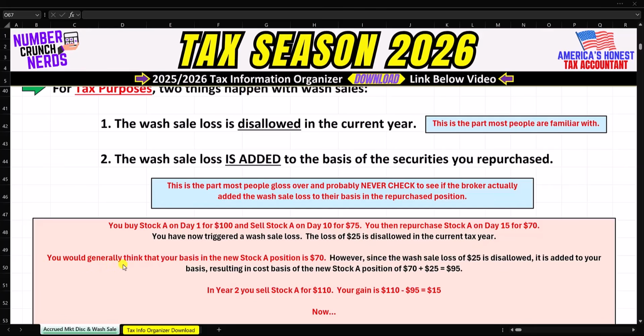Now, you would generally think that your basis in the new stock A position is $70, because after all, right up here, you repurchased stock A for $70. However, since the wash sale loss of $25 is disallowed, it is added to your basis, resulting in a cost basis of the new stock A position equaling 70 plus 25 is $95. Okay, then in year 2, you sell stock A for $110 and your gain is 110 sales price minus your cost basis of 95 equals a $15 gain.